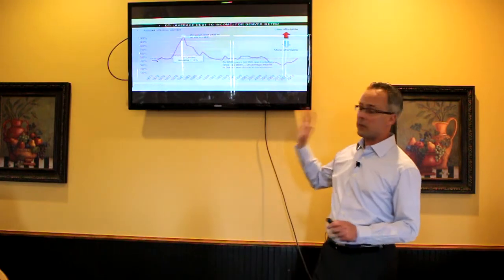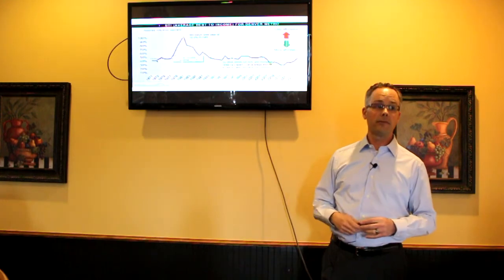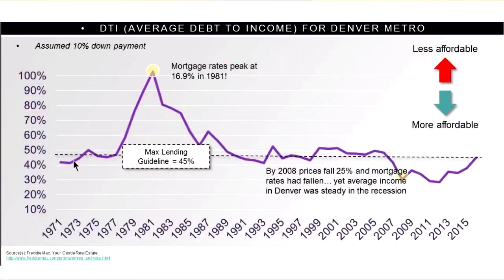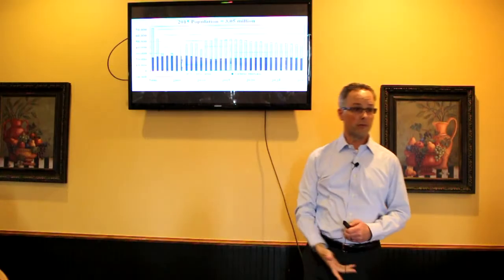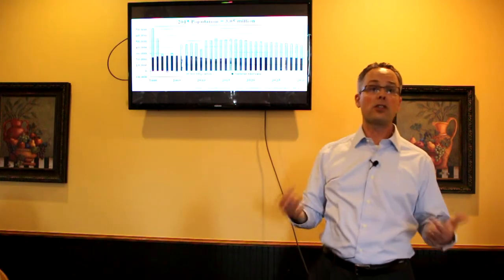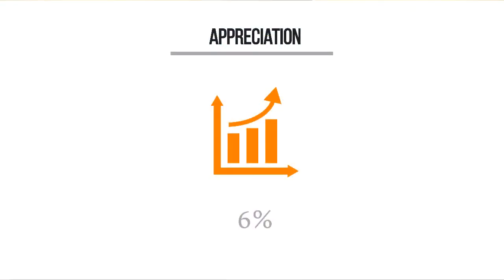Also, one of the big things you'll look at to see if a market is overheated is debt to income. Because if people are making more, it's going to support a higher price. We're right about where they say you should be. And we have a lot of people moving here. This is the net migration, this is the natural increase to the population for Denver, and it's projected to go up. So it's probably going to support pretty good growth. So I'm just going to say in this equation, we're going to use 6% as the average here.